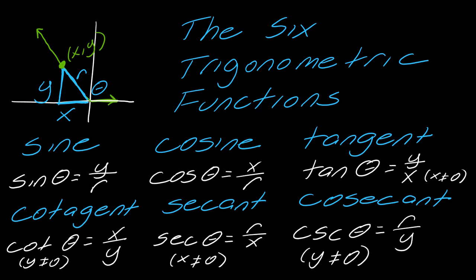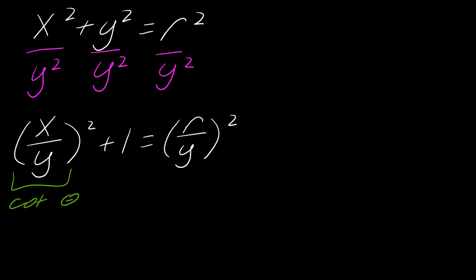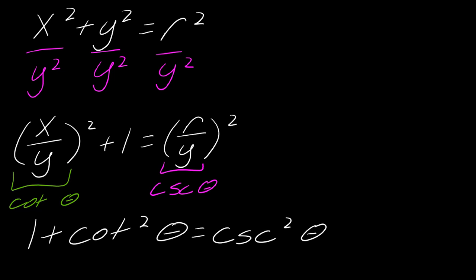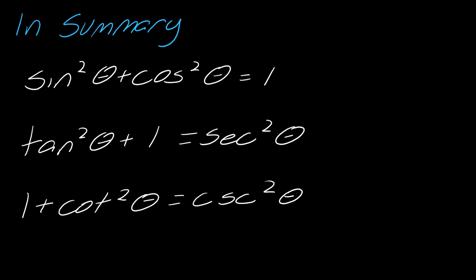Okay, so I can see from this I've got x over y, so that's cotangent, right? And then I have r over y, so that's cosecant. So coming back here, this is cotangent, this is cosecant. So the identity is 1 plus cotangent squared equals cosecant squared. These are actually pretty important. In summary, these are the 3 Pythagorean identities. These come up literally all the time in a trig class, and then they will come up everywhere.